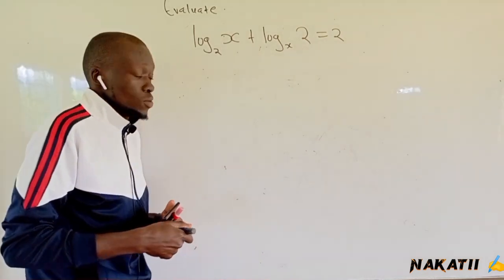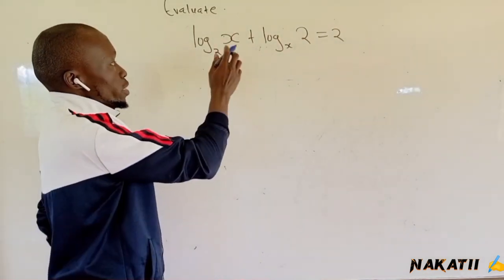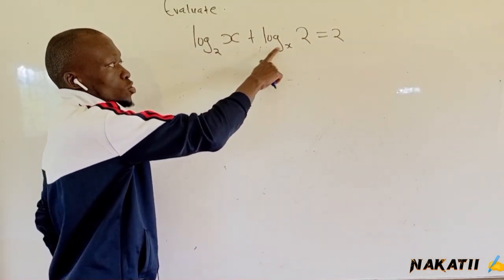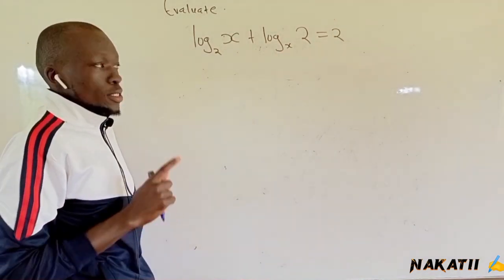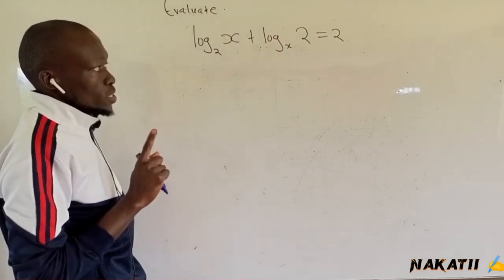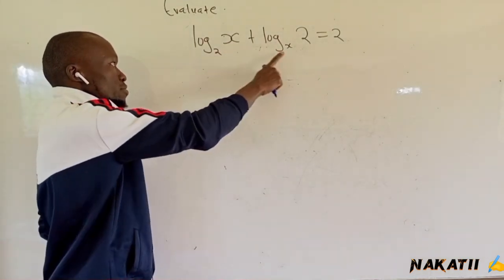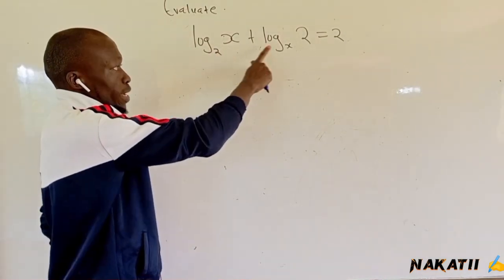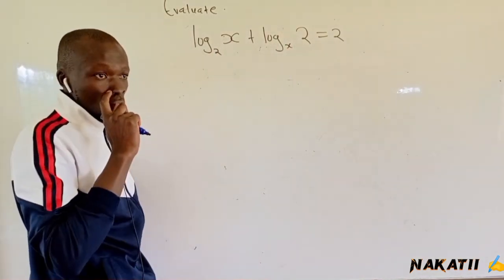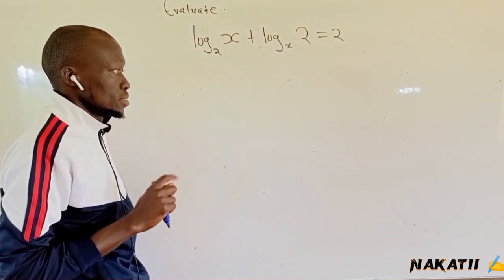It says evaluate log x to the base of 2 plus log 2 to the base of x is equal to 2. In our case here, we must note something: these bases are different. We can't start solving when here it is 2 and the base here is x. We must make sure that the bases are the same.